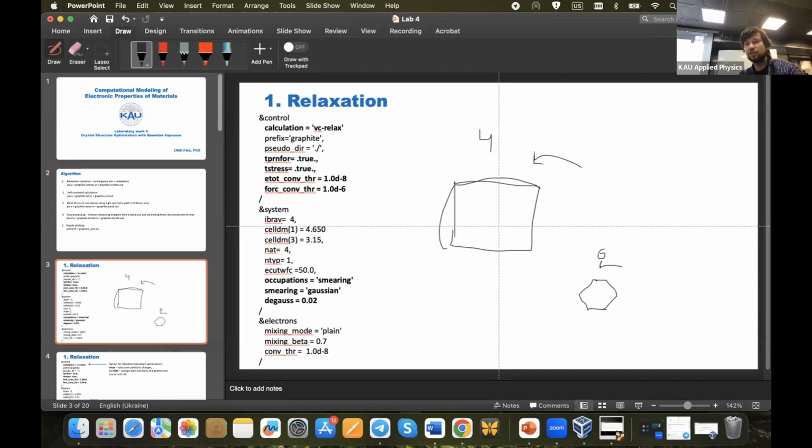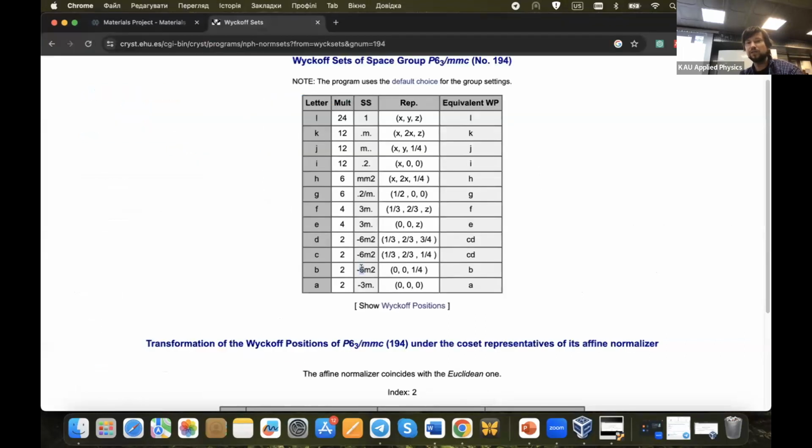And on what angle will we have each rotation? 60 degrees, yes. And what does this 6 mean? It means that we can make 6 rotations for this atom to go to the same position.